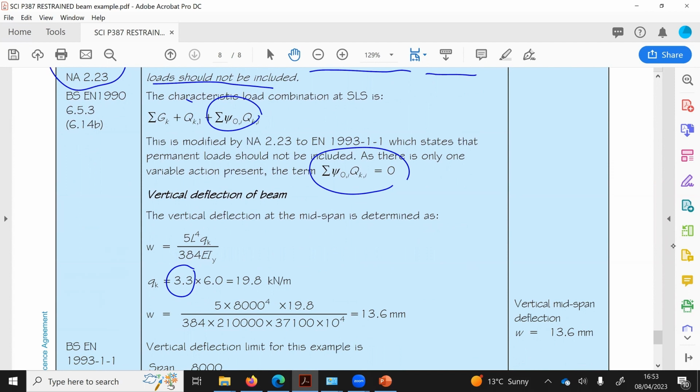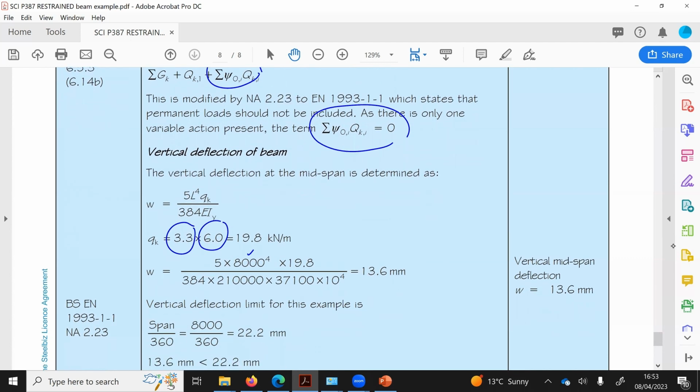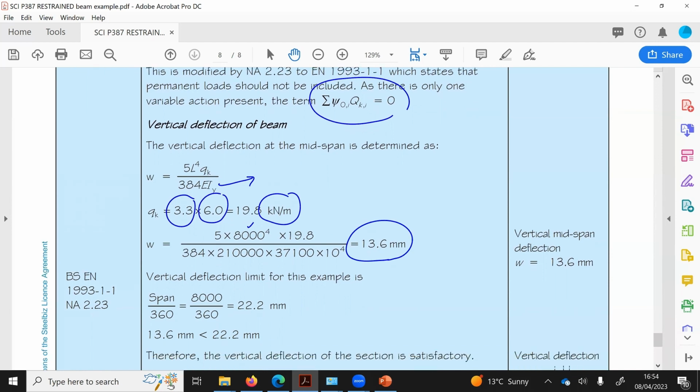QK was 3.3 kilonewton per meter square. If we multiply it with the bay width, we get 19.8 kilonewton per meter. So L, the length, is 8 meters. We convert it into millimeters. Everything has to be converted into millimeters. IY from the section table, IY has to be the major axis IY. When we put all these values, we get this deflection as 13.6.